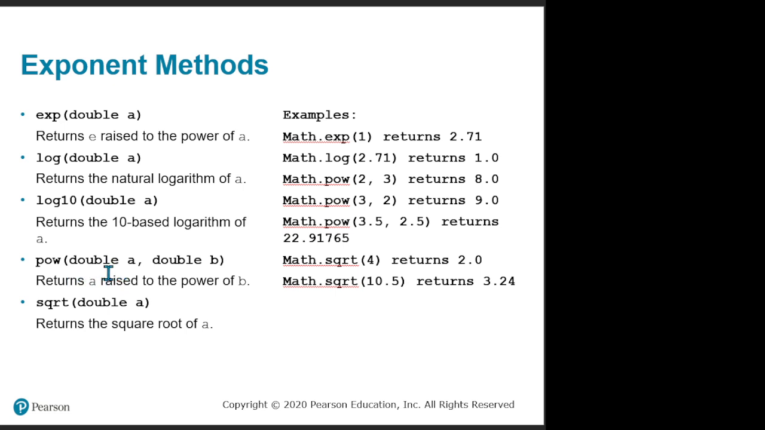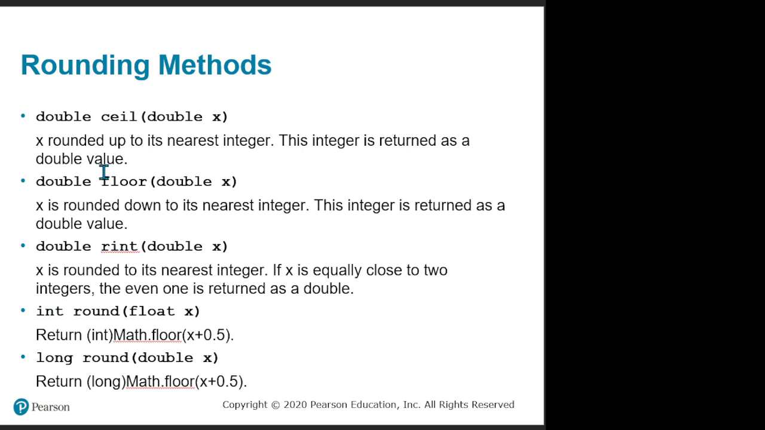Power itself is a function we've been using, math.pow. You give the number and you give it to the power of b. And then math.sqrt gives the square root of a number. Rounding itself has some interesting features in computers. We can take a ceiling, which rounds up to the nearest higher integer, but it's going to return it as a double value. So for example, let's look at some ceiling inputs and outputs.